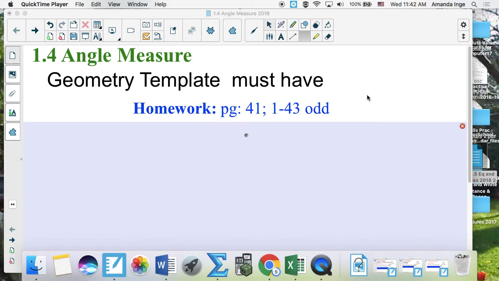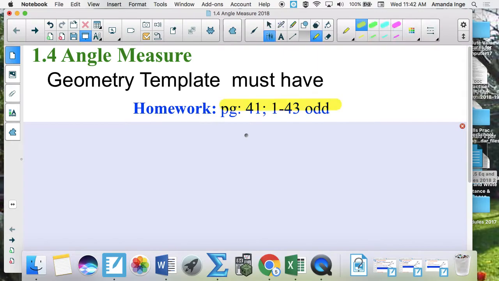So tonight's homework, y'all, is on page 41, 1 through 43 odd. And we're going to be working with measuring things. So that's why I'm asking you to have either your template or a protractor.